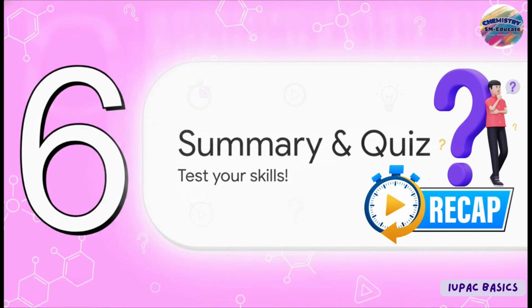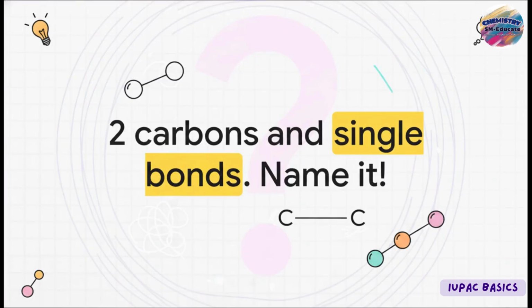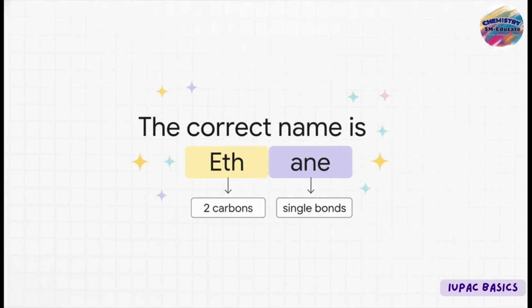Section 6. Practice questions and summary. Let's get active and test those new decoding skills with a rapid-fire quiz. Question 1. A compound contains 2 carbon atoms and only single bonds. What is its IUPAC name? Take a second, apply the rules in your head. 2 carbons, single bonds. If you said ethane, you totally nailed it. Remember, eth is the prefix for 2 carbons, and ane is the suffix for single bonds.